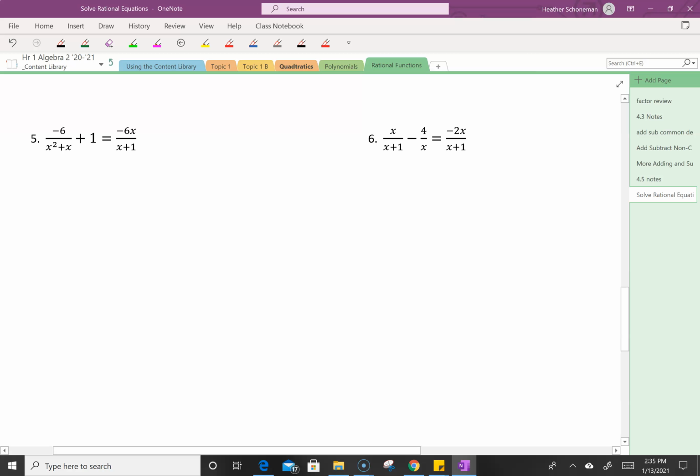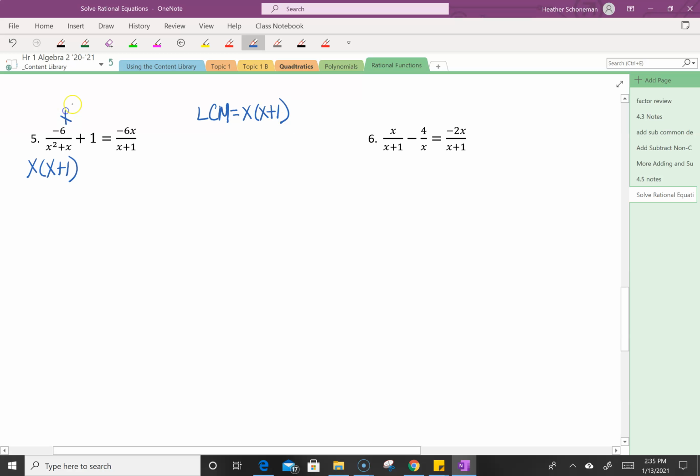Number 5, I want to clear the fractions, but I need to figure out what I need to multiply by. Well, if I'm looking at my denominators, they're not the same. So when they're not the same, I need to find the least common multiple. But to find the least common multiple, everything needs to be factored. So the right-hand side, there's nothing I can factor. But x squared plus x, I can take out a greatest common factor of x, and I get x plus 1. That means that my least common multiple is going to be, well, there's 1x. This has 1x plus 1. This has 1. It's a tie, so I just have x plus 1.